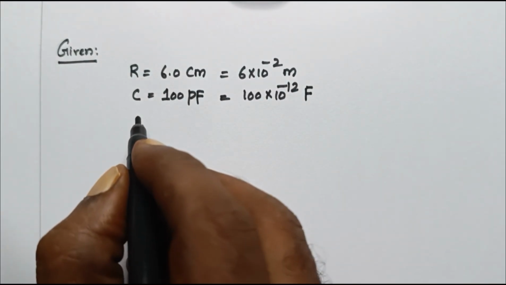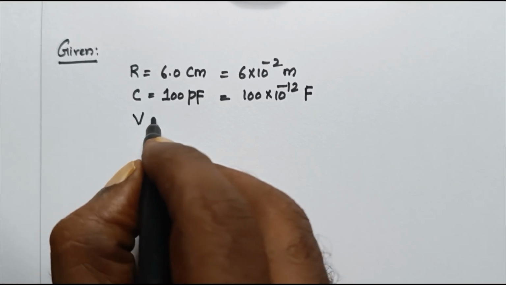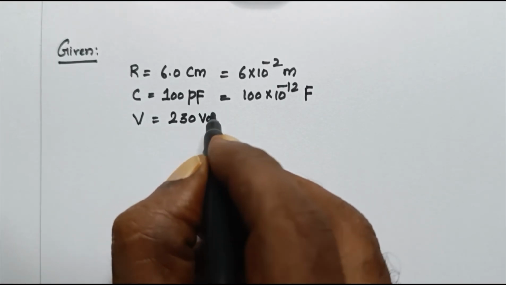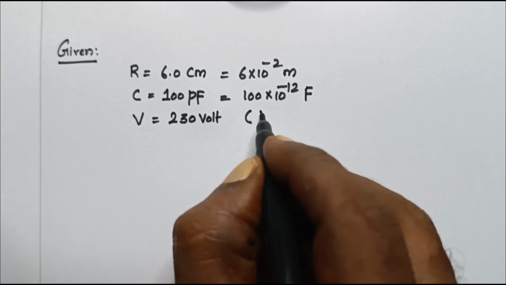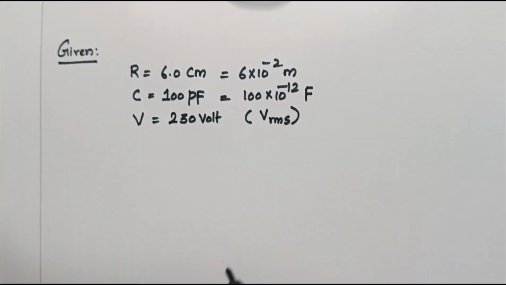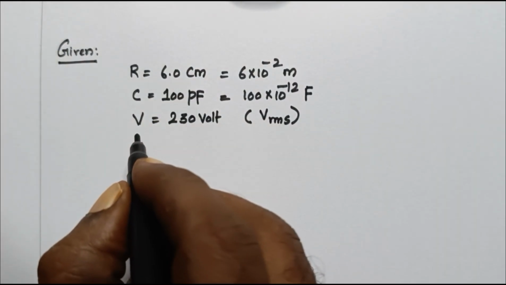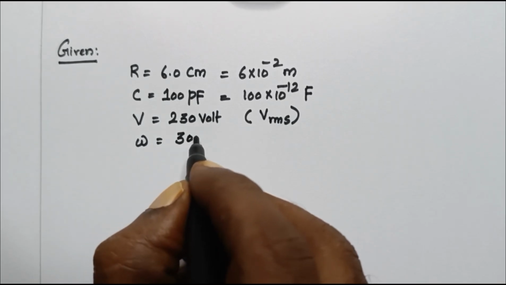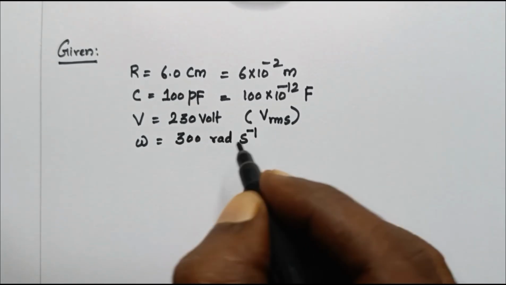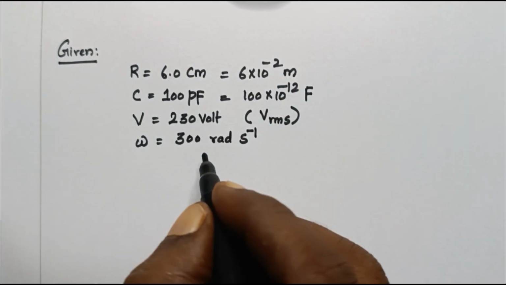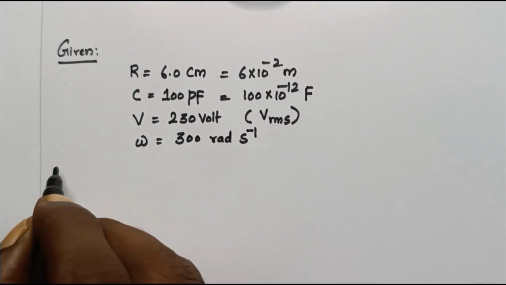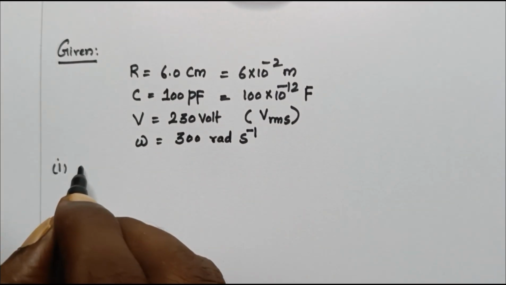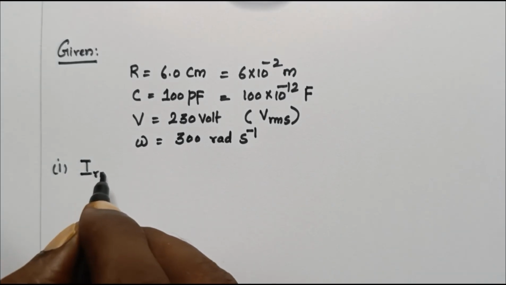Next, voltage of the AC supply is given, V is equal to 230 volt. This is the RMS value of voltage. Angular frequency of the AC supply is given, omega is equal to 300 radian per second. So these are the numerical data given in this problem. What is asked? First, we have to find the RMS value of conduction current, that is I RMS.